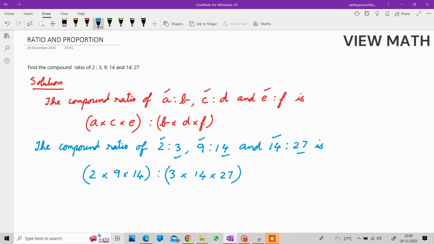I cannot leave it like this. I have to reduce. I can see that 14 and 14 is common, so I can cancel. 3 1 times, 3 3 times. Again 3 1 times, 3 9 times. So the ratio is 2 is to 9.